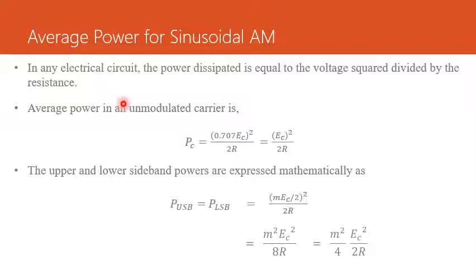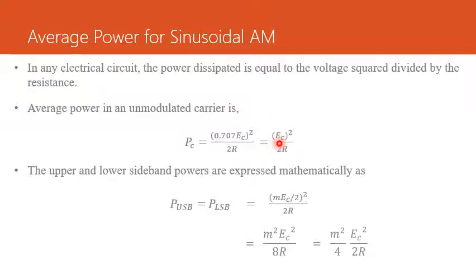In the spectrum, at Fc you have the carrier amplitude Ec. So the average power in an unmodulated carrier is given as Pc equals (0.707 Ec) the whole squared divided by R, since we want to take it as an RMS value.